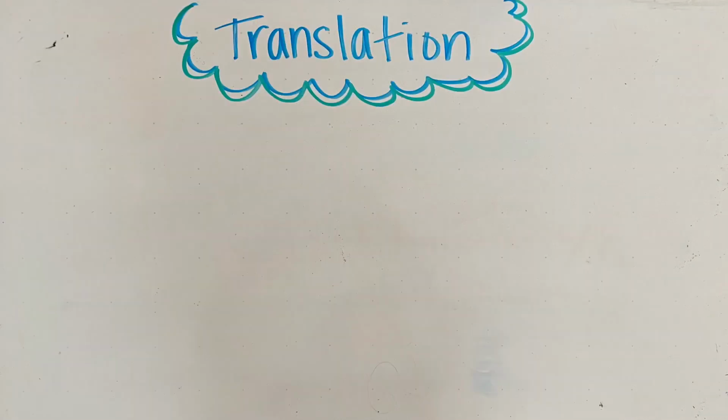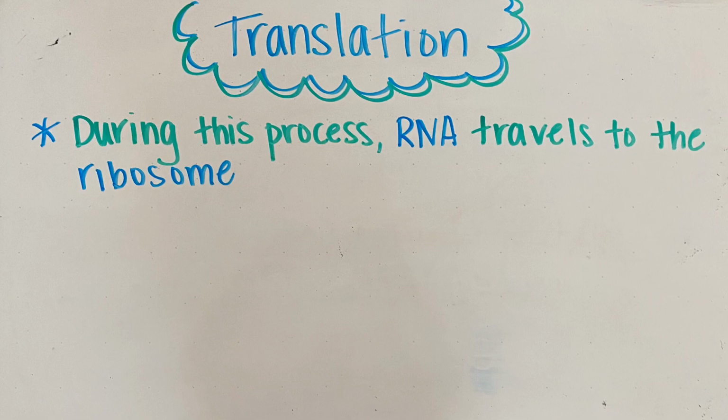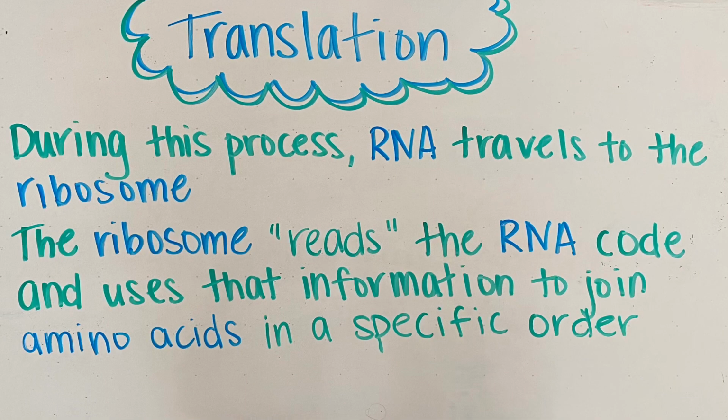Now let's get into translation. During translation, RNA travels to the ribosome, and then the ribosome reads the RNA code and uses that information to join amino acids in a specific order.